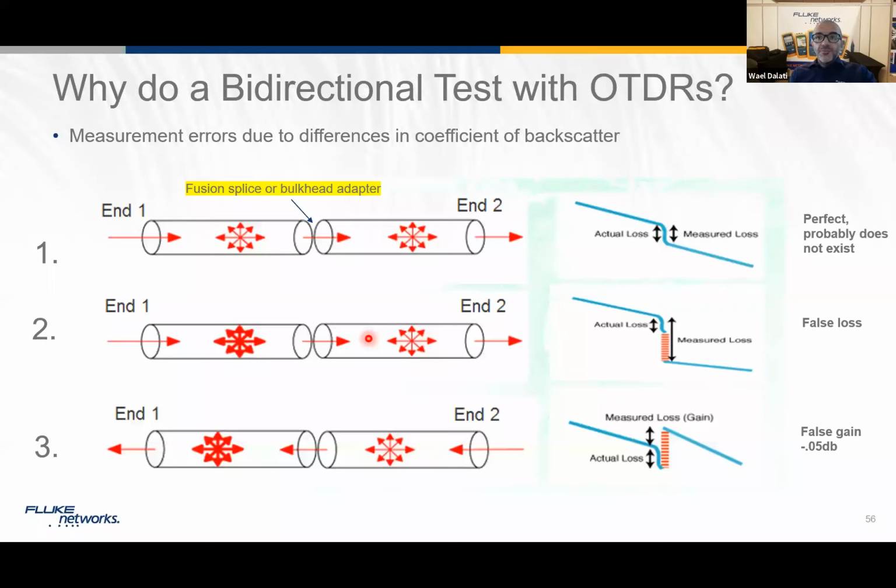I might get a false loss or a false fail or false gain. So what do I do here? How do I know that my connection is good? For that reason, the standards also recommend and ask people not to use only one direction of the OTDR. So you need to have a launch and tail at the beginning and the end, that's for sure. But don't test only in one direction. You need to test in the other direction.